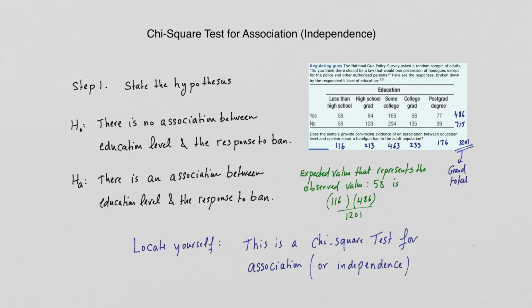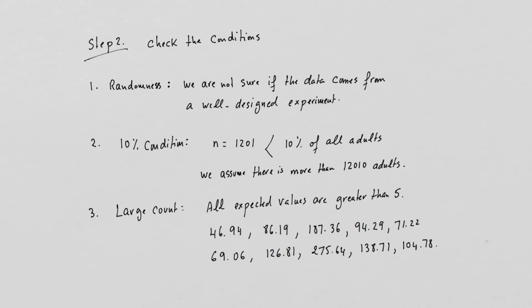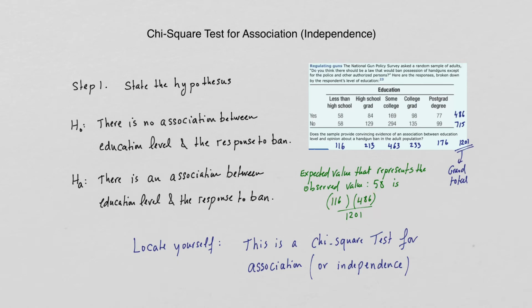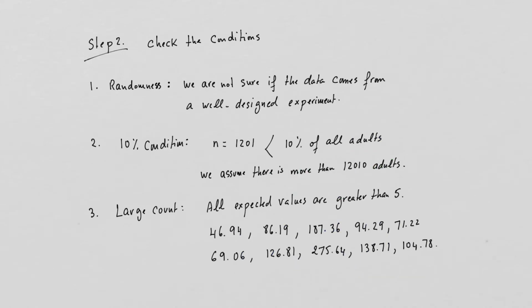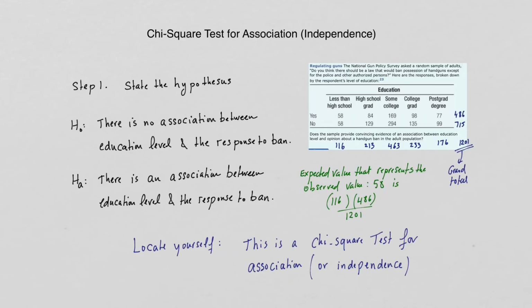So I have already computed the expected value for all these 10 observed values, and I wrote them in here. Now, I didn't do this by hand. I used the calculator, but I did double check the first one to make sure that it matches 4694. So this is 4694, okay? You should know how to do it, but you don't want to do this by hand. You could just use the calculator.